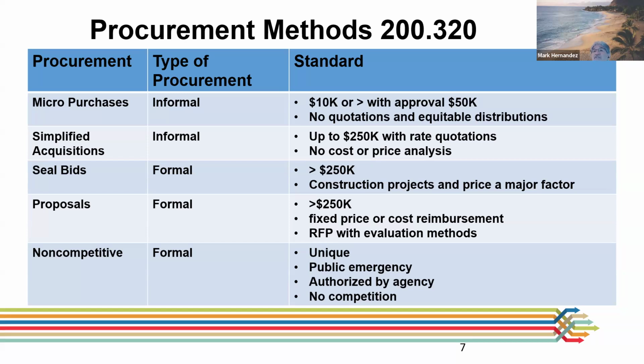The simplified acquisition is now up to $250,000. So any range from over $10,000 to $250,000, all you need is rate quotes. You don't need to do a cost analysis and price analysis or anything like that. What is a rate quote?